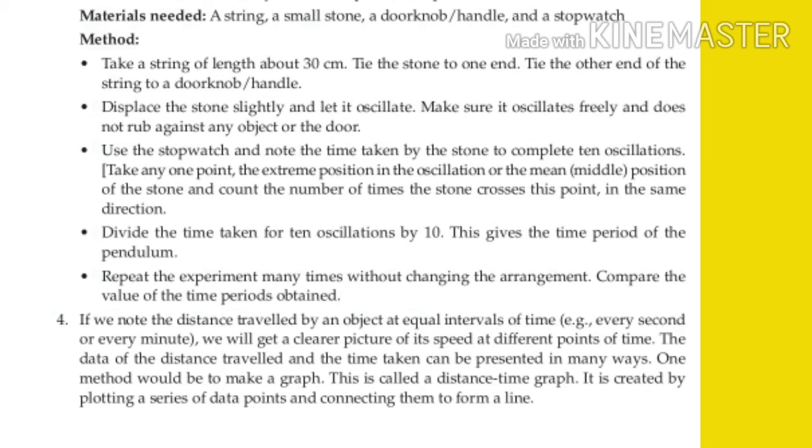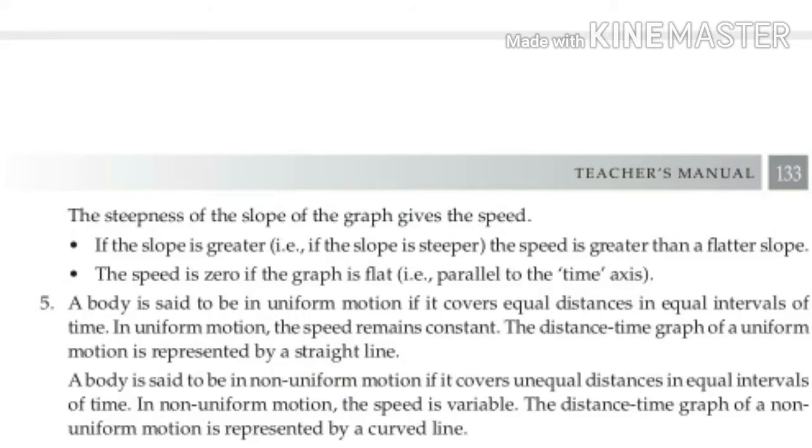Okay. Now fifth, steepness of the slope of the graph gives the speed. If the slope is greater, the speed is greater than the flattened slope. The speed is 0 if the graph is flattened. Now fifth question, distinguish between uniform and non-uniform motion and also give some examples. A body is said to be in uniform motion if it covers equal distance in equal intervals of time. In uniform motion, the speed remains constant. The distance time graph of uniform motion is always a straight line.